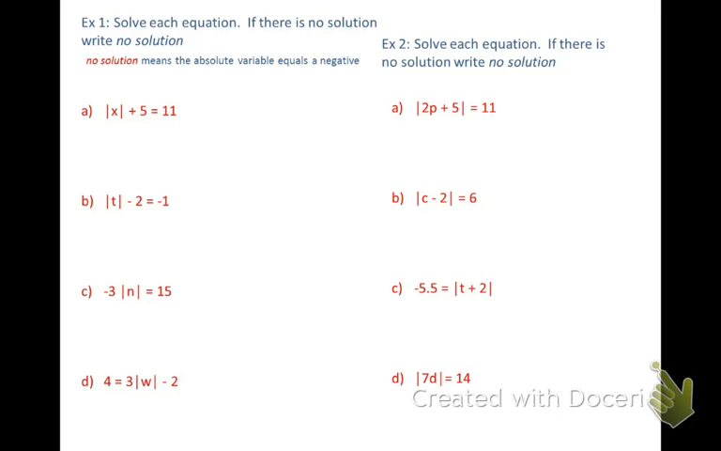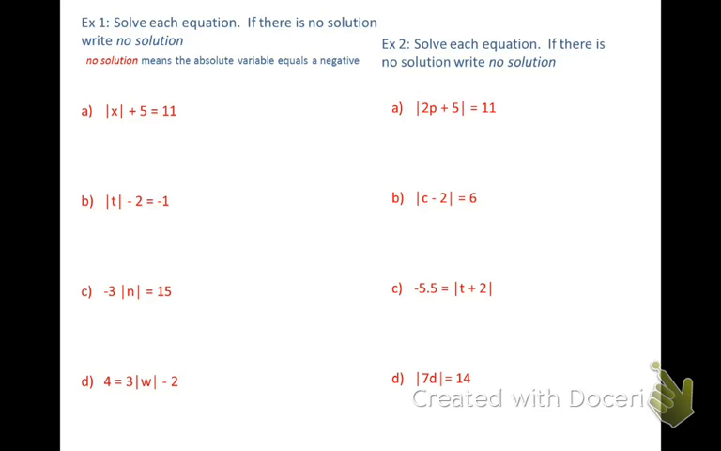So we're going to solve each equation in example 1, and if there's no solution, write no solution. No solution means that the absolute value, which is all by itself, equals a negative number. An absolute value of any number can never be a negative answer. So let's try A.